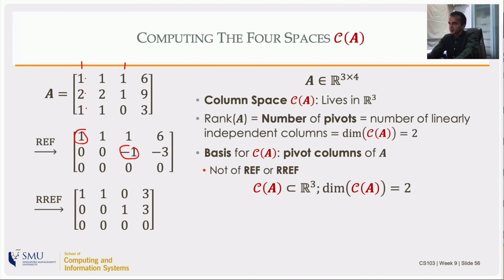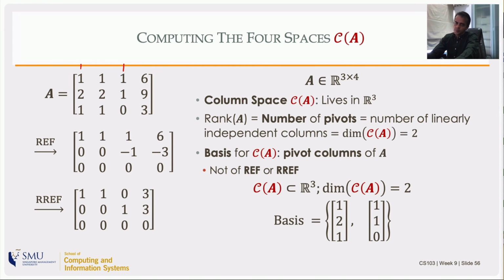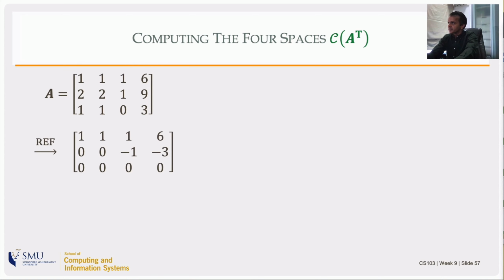So this will be the kind of answer I'll give. Column space is a subset of R3, dimension is 2. Then I'll specify the basis, which will be the first one and the third one, 1, 2, 1 and 1, 1, 0. That will be the basis. The pivot columns in the original matrix. The row space, the same idea. I would do the row reduction, maybe REF, maybe RREF, it doesn't really matter.